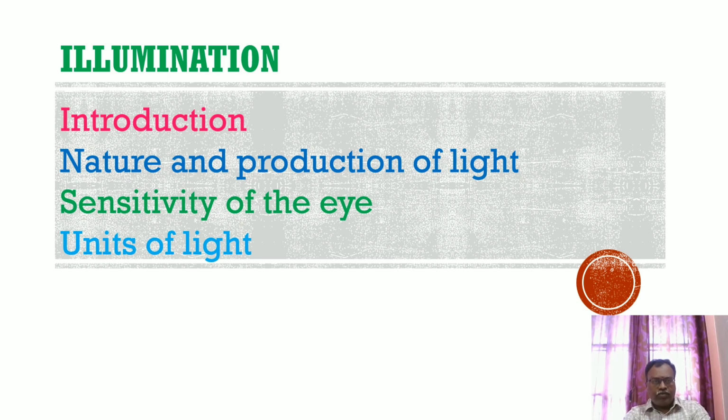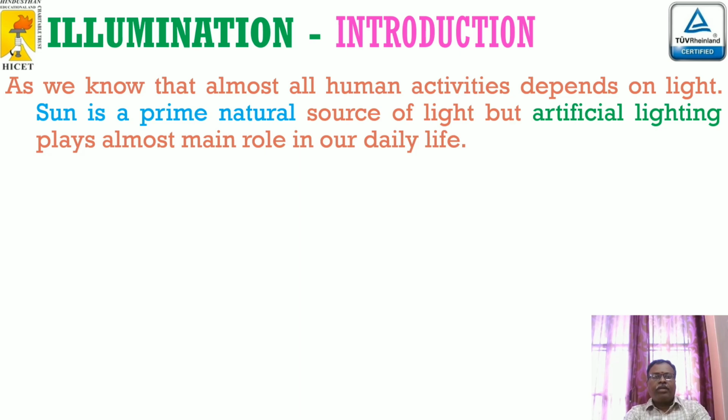We can segregate it into four titles: introduction, nature and production of light, sensitivity of the eye, and the units of light. As we know, almost all human activities depend upon light. Light may be divided into two: one is called natural lighting, another is called artificial lighting. In natural lighting, the sun is the ultimate, because it is the main source of light.